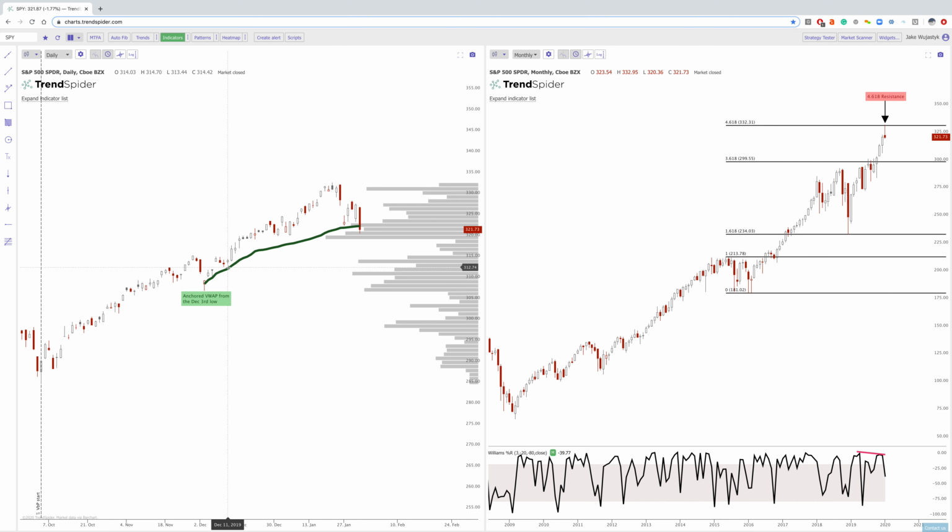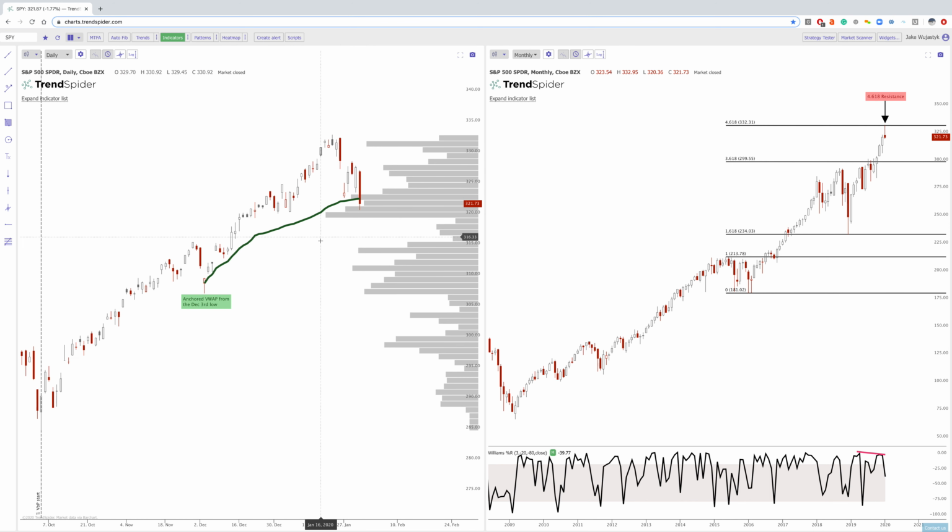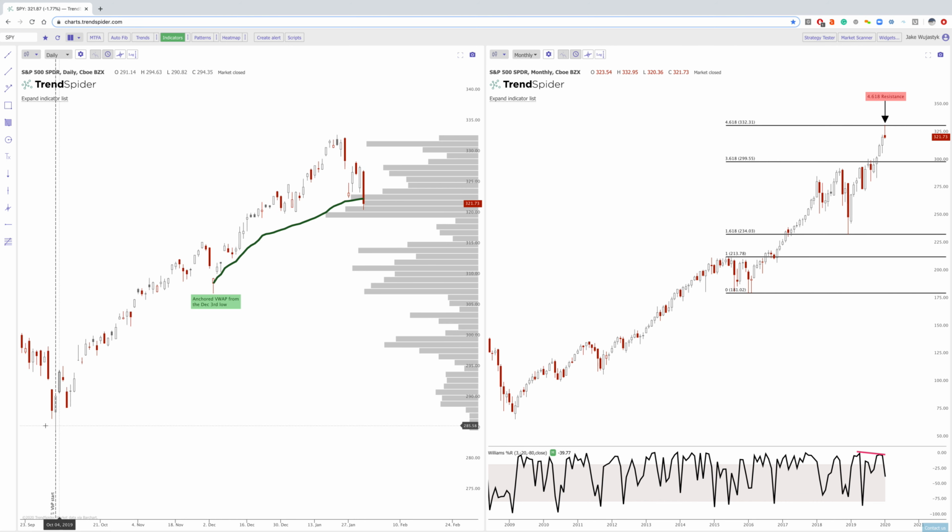And there are some that are available on other platforms, but the way that you can use them is very different. So SPY, we're going to start off with the daily versus the monthly. And what we can see here on the daily is quite the big move down. This was how we closed on January 24th. We had the anchored VWAP down here, as well as the anchored volume profile from this October 3rd low.